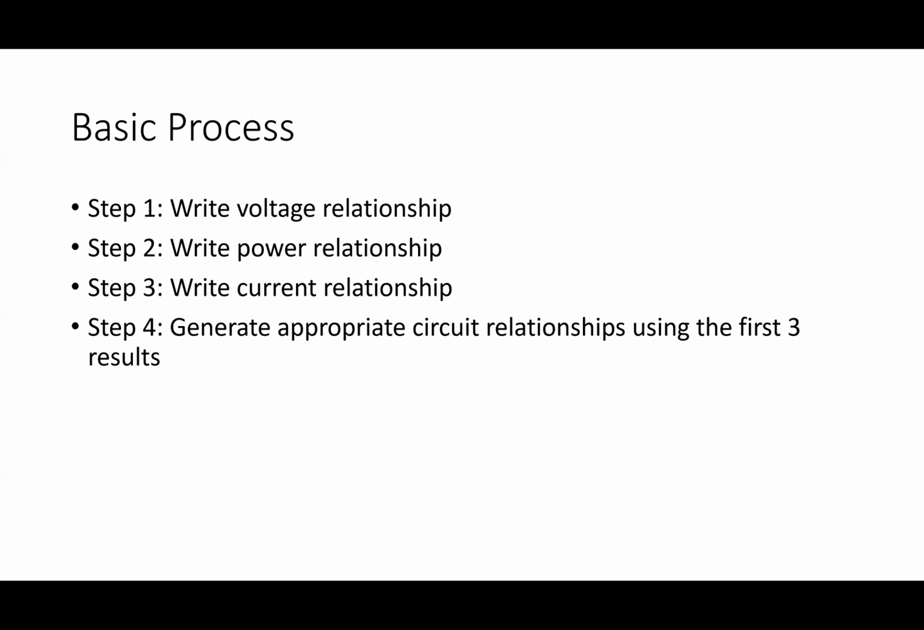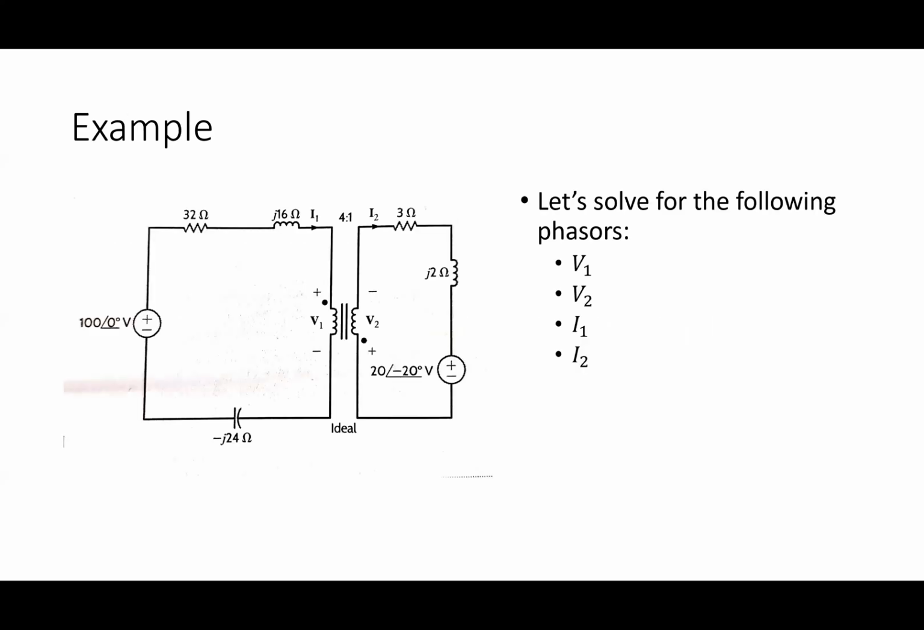The example we're going to look at is this one. I want to solve for the phasors V1, V2, I1 and I2. Now, what's a good way to do this? Any thoughts as to how I would try to solve this problem? Would you want to combine impedance?